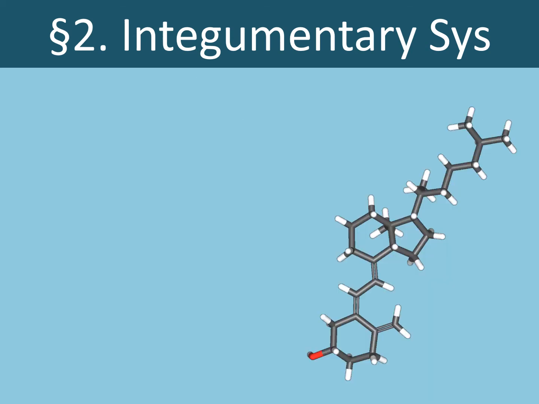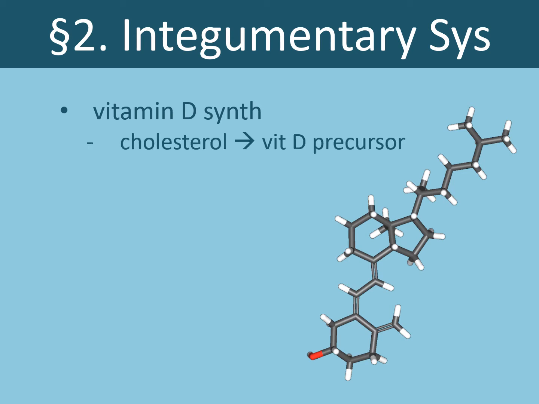Another important function of the skin is its role in the production of vitamin D. Vitamin D, like other vitamins, is important for our health. Vitamin D aids in the absorption of calcium from our intestines. The production of vitamin D begins in our skin in the form of cholesterol, the same molecule that's found in our cell membranes. Cholesterol is converted into a vitamin D precursor in our skin, and this process requires sunlight. There are additional steps to convert the vitamin D precursor into vitamin D, which we'll talk about in the other organ systems.